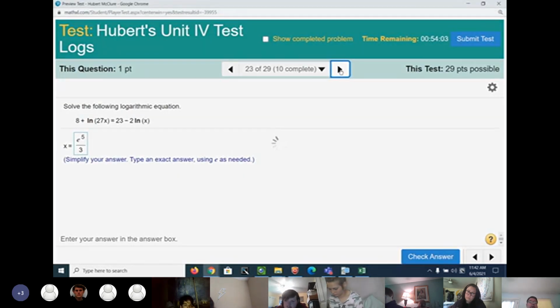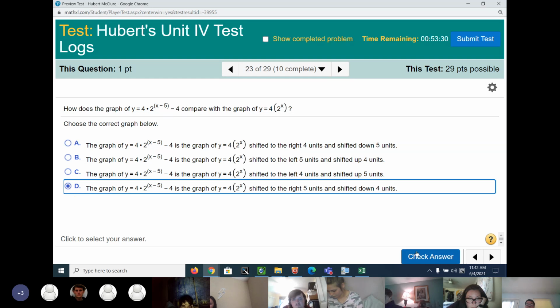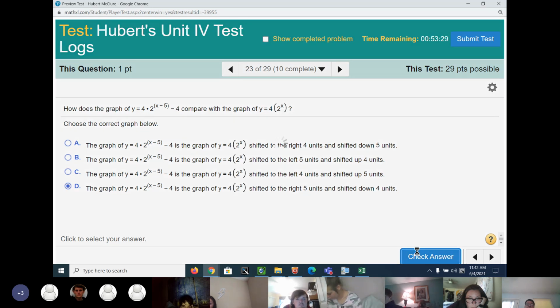And next question, I'm trying to hurry. Okay, what's the difference between this graph and this graph? Got a horizontal shift of what? 5 to the what? Right, to the right. And which way vertically? Down 4. So which one says right 5, down 4? What do y'all think? Yep. Ah, that was an easy question.